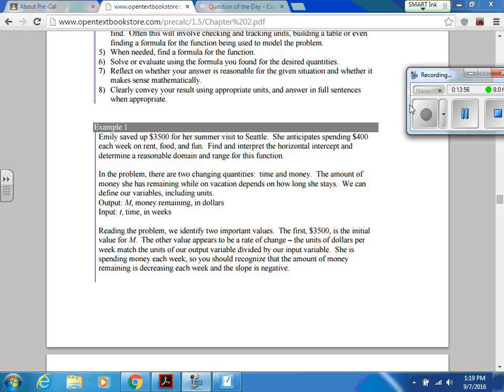Two things are going on here, right? She's got money, and she's spending $400 each week. So time and money. Those two things go together all the time, right? So she's got time and money. How much money does she have to spend? 3,500. So if we're talking about domain and range, what's going to happen with our domain and range on this problem?